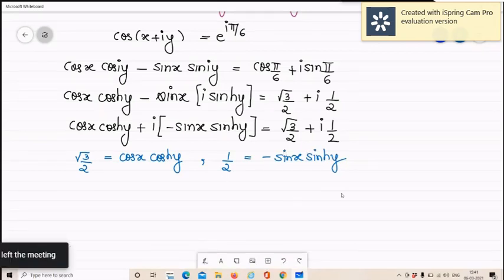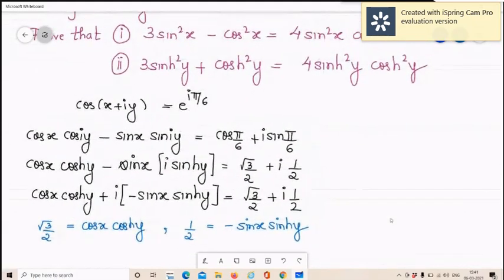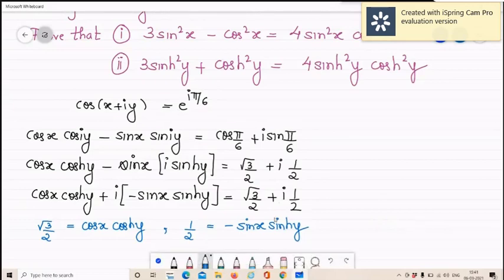Is this understood by everyone? Yes. Now again my question is the same thing. What do you have here in the bracket? X and y. Root 3 by 2 and half are constants, so we are not going to talk about that. We are only talking about x and y. Do you agree with me? Yes, ma'am.